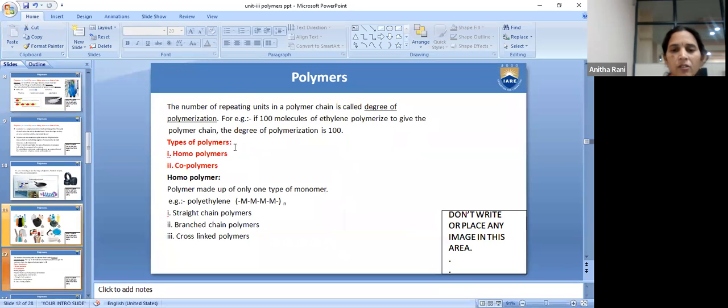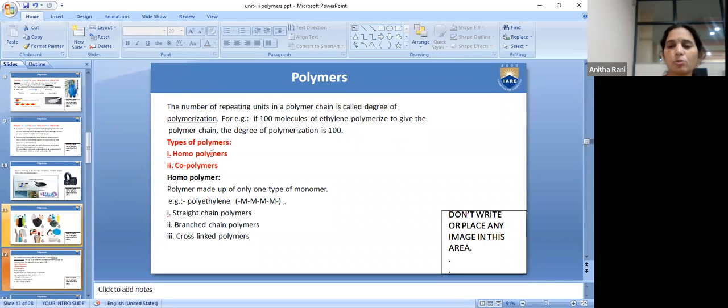Now, the number of repeating units in a polymer chain is known as the degree of polymerization. If you take 100 molecules of ethylene and go for polymerization, meaning preparing a polymer, the degree of polymerization is 100. If you take 1000 molecules, the degree of polymerization is 1000.